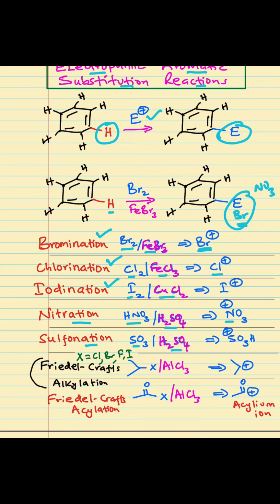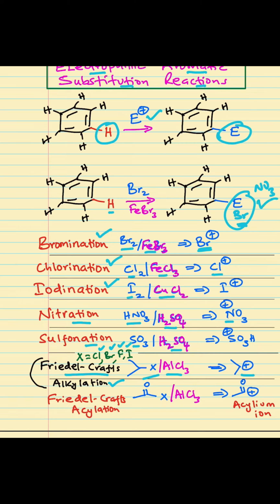Then after that, the Friedel-Crafts alkylation reaction, where you use an alkyl halide, R-X. X there is a halide, where X can be chlorine, bromine, fluorine, or iodine. And you use that with a metal catalyst, aluminum trichloride, and that will give you a carbocation as the electrophile, which will then replace the E, as we've seen.